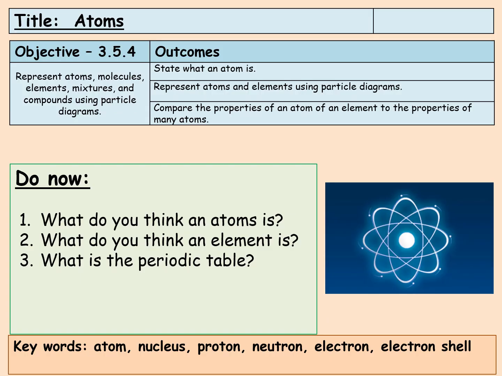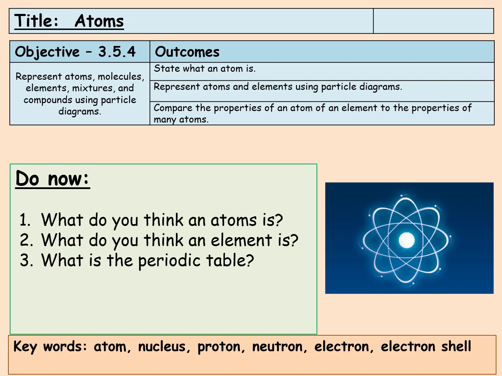So we've come to the last page of our PowerPoint, and I want to go through and revisit these 3 questions that we looked at the start. What do you think an atom is? Hopefully now you'll be able to have another go at this, and we should be able to identify that an atom is the simplest form of an element. If we break down an element into the smallest possible pieces we can, we'll be left with an atom.